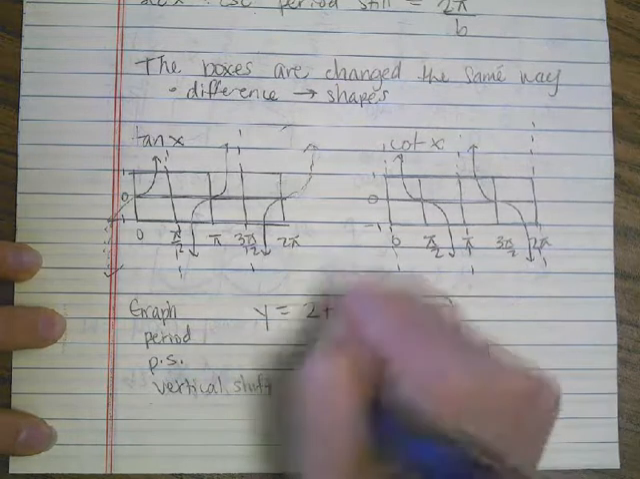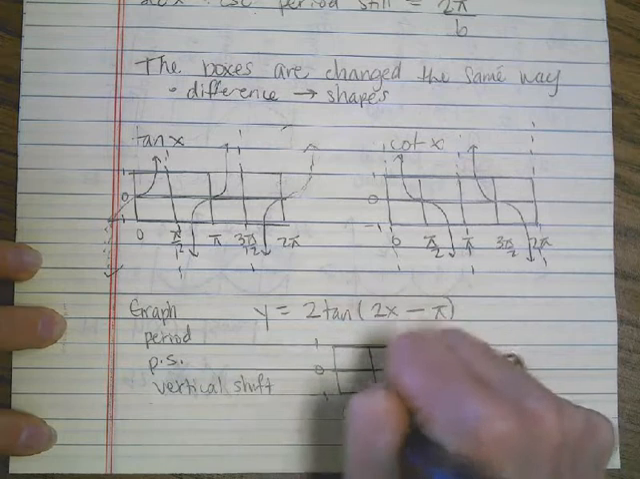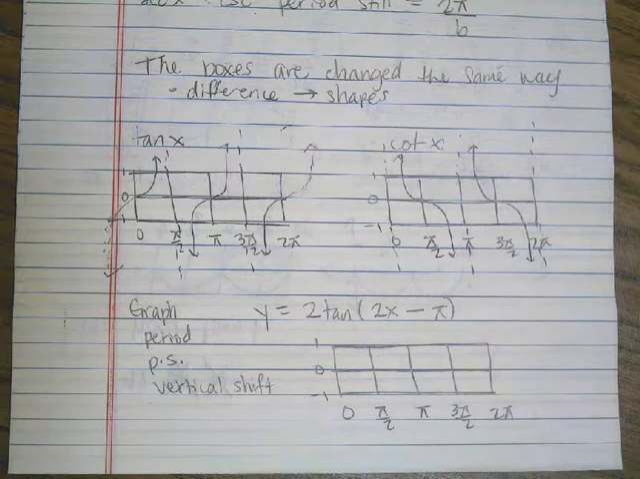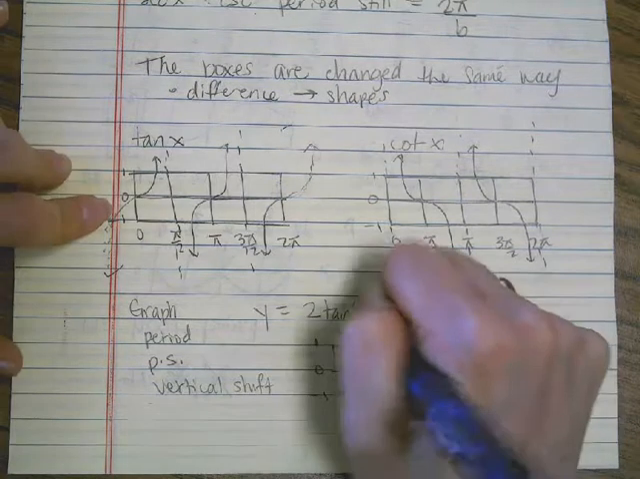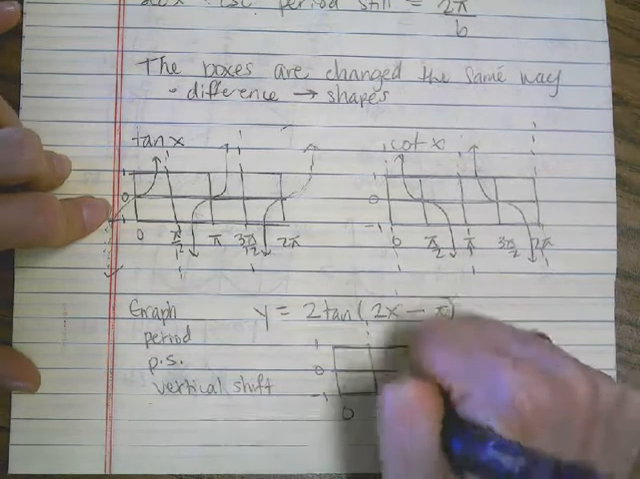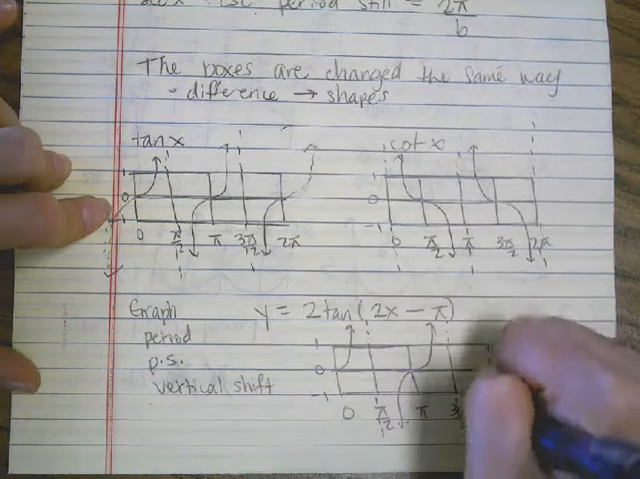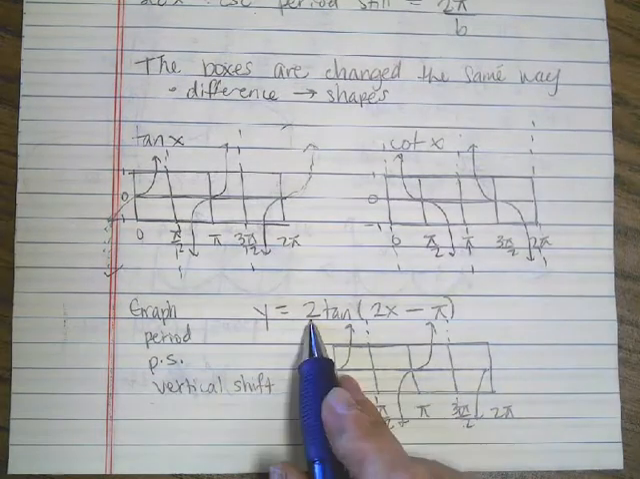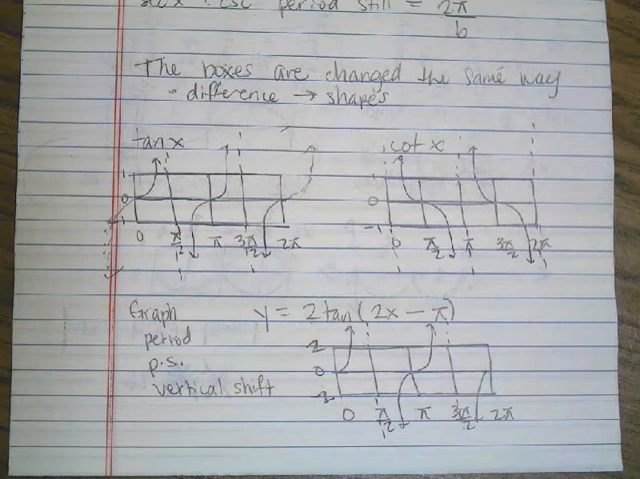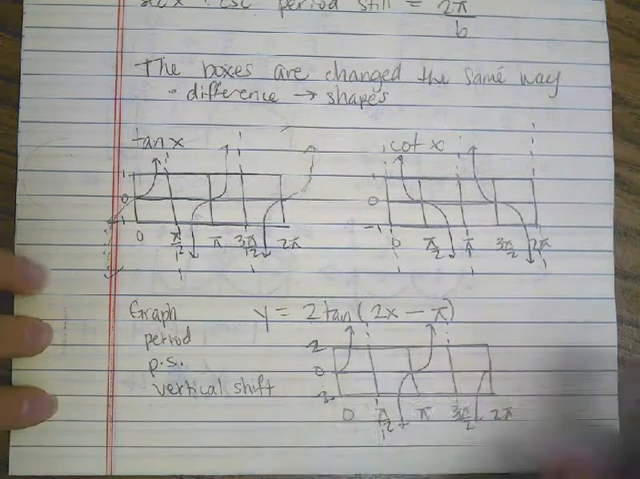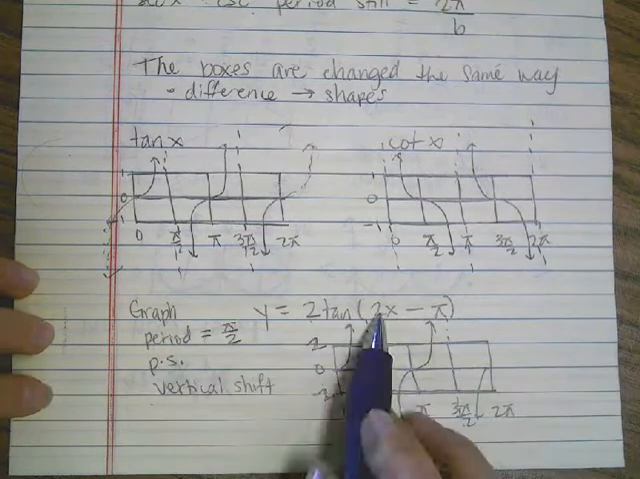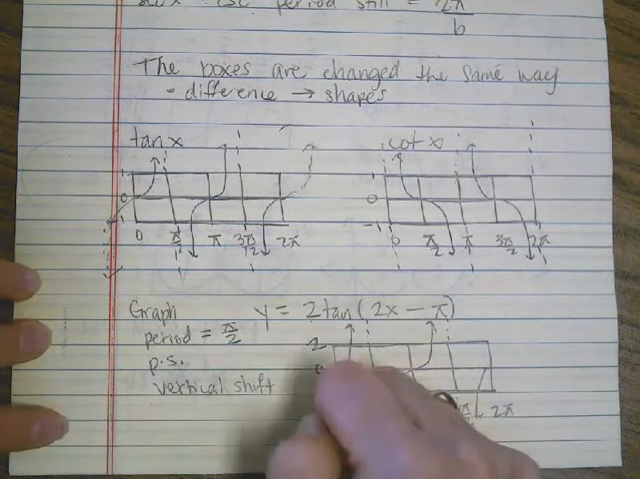I make the box exactly the same way as I did before. Now I copy this here, so the asymptotes are here and here. My graph goes like this and this. Now the 2 on the outside, multiply the sides by 2, so positive 2, negative 2. This 2, and now the period here is pi over b, so it's pi over 2. This 2 means I multiply all the bottom by 1/2.